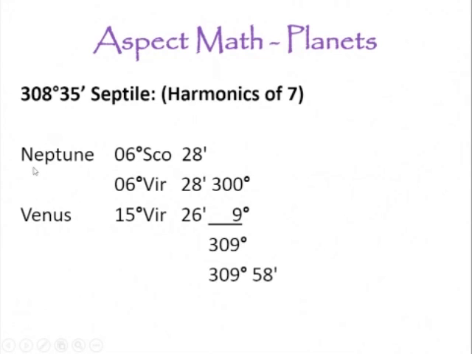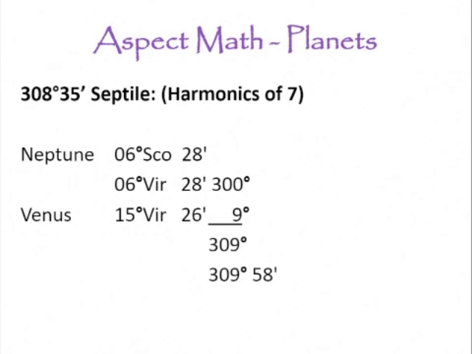Now, again, this example with Neptune, we recognize that Neptune was 6 degrees Scorpio, 28 minutes. So we went all the way around the circle to 6 degrees Virgo, 28 minutes. There's our 300 degrees again. But Venus is beyond that. It's 15 degrees Virgo, 26 minutes. So we have 9 degrees further from 6 degrees Virgo going all the way to 15. We have another 9 degrees that we can add on.